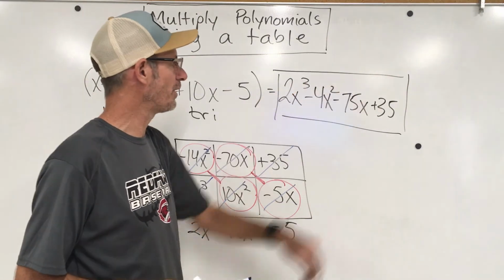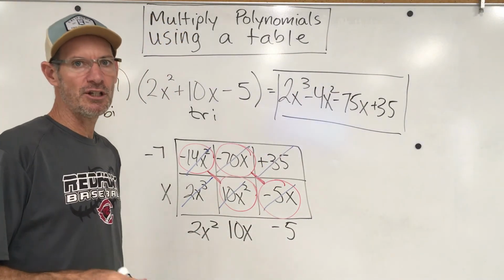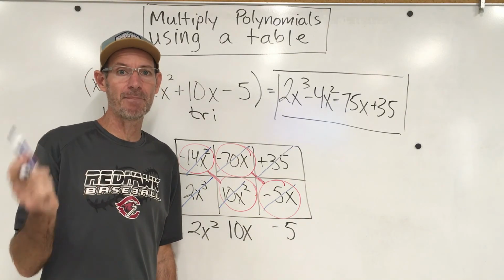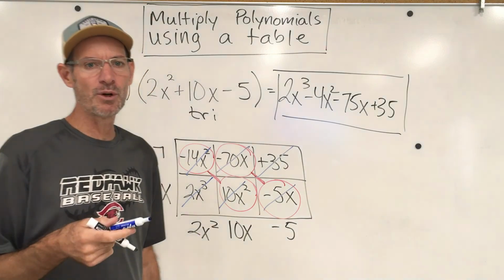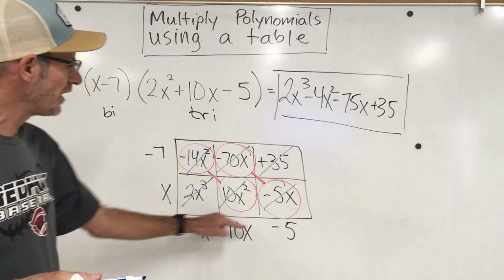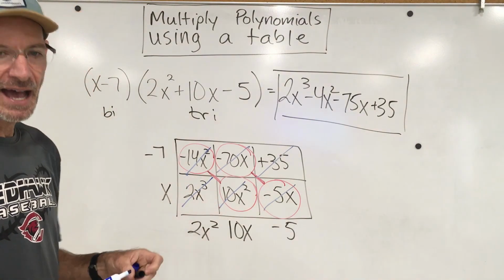It's a polynomial with 4 terms, and it's a 3rd degree polynomial. So that's how you can use a table to organize problems, even if it's bigger than a binomial times a binomial. It works for any combination of polynomials. You just have to make sure that you make the table that matches the combination of polynomials that you have.